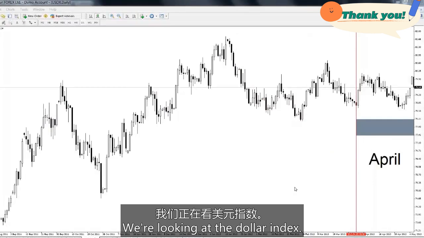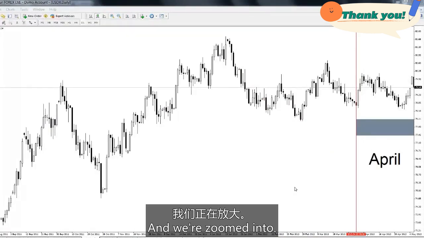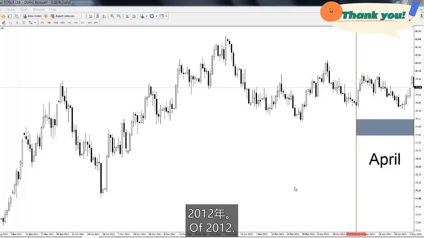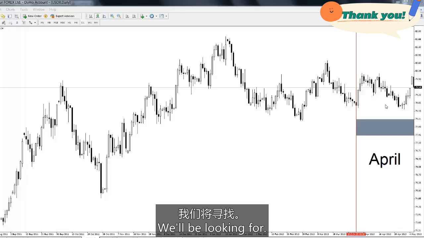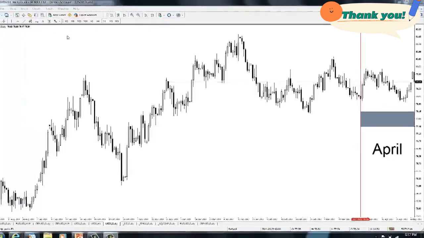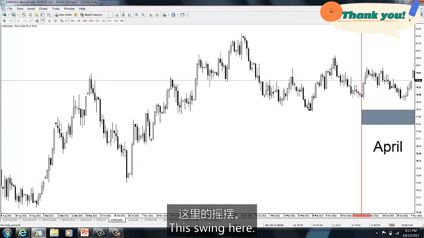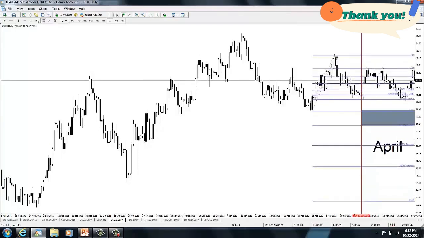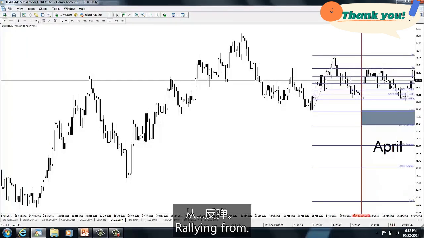Okay, we're looking at the dollar index. This is a daily chart, and we're zoomed into the April month of 2012, and we're looking at this, again, seasonal tendency for the market to decline on the British pound and usually be a risk off scenario. And obviously we'd be looking for a reverse scenario, which would be bullish for the US dollar. And we noted already this swing here. This is optimal trade entry in here where price would have been rallying from, or we would expect to see it rally from, and the sweet spot comes in at 178.85.